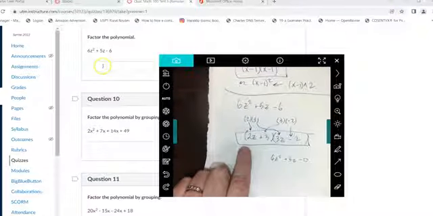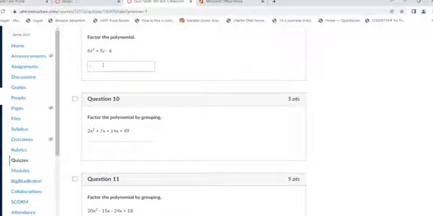So I'm going to have 2z plus 3 close parentheses times 3z minus 2. Okay.